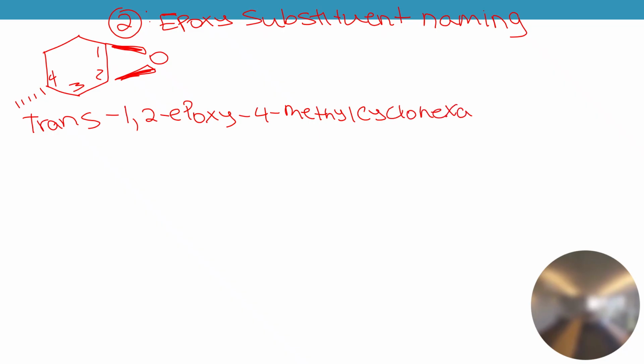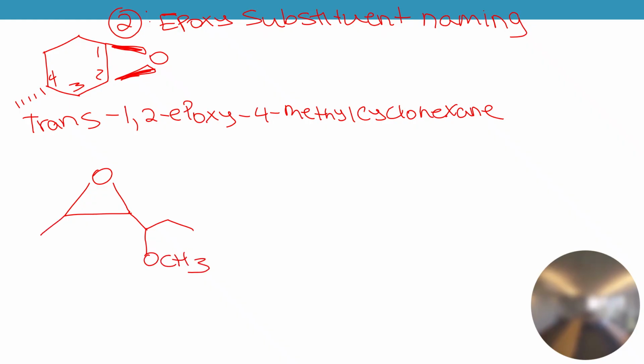So this is like the IUPAC nomenclature for the ethers, but now it's an epoxy rather than like a methoxy. Let's put some substituents on here.